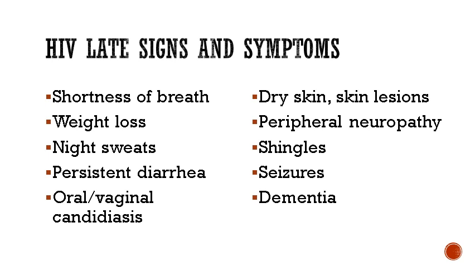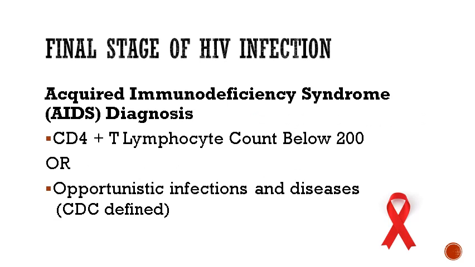Dry skin or skin lesions, peripheral neuropathy, so that's that loss of nerve sensations in our fingers, toes, shingles, seizures, and dementia. The final stage of HIV infection is called acquired immunodeficiency syndrome, or AIDS, the actual diagnoses.